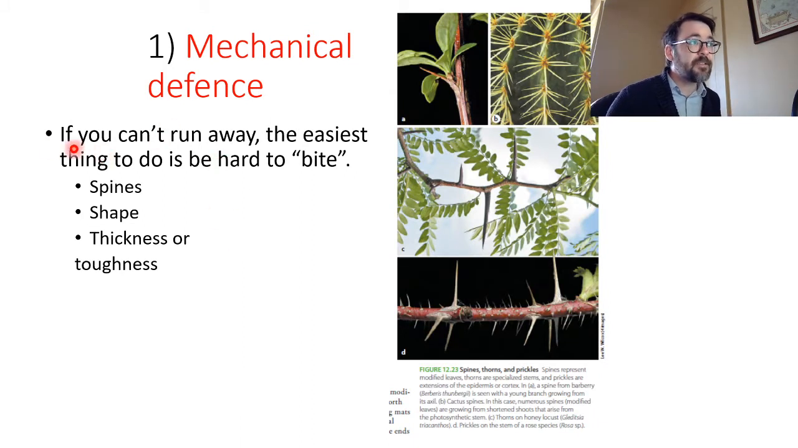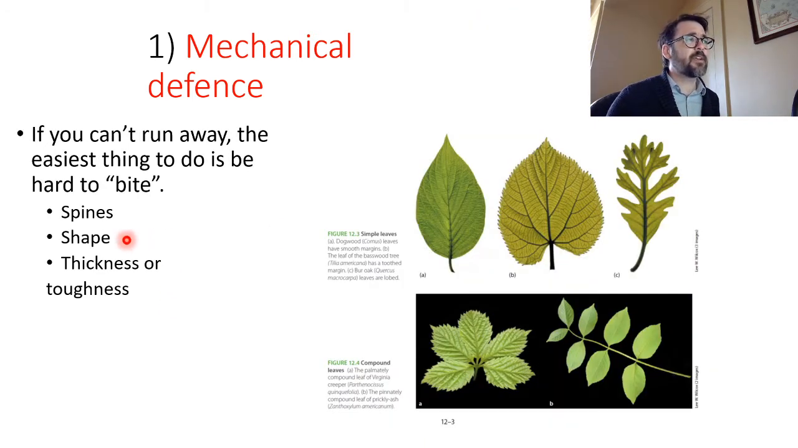So mechanical defense, right? If you can't run away, if you're rooted in place, you could just be hard to bite, right? So the most obvious form of this is spines. Many plants have spines, and I'm sure you've encountered these plants. I've even been made to bleed from these spines before. So that's an obvious mechanical defense. But other ones that are less obvious are the leaf shape of the plants and thickness or toughness, right? You could imagine that if you have a really thick, leathery leaf, it's not going to be very nice to eat. There's a reason why a lot of salad greens are the young, tender baby shoots of a plant, not the old, tougher plants.